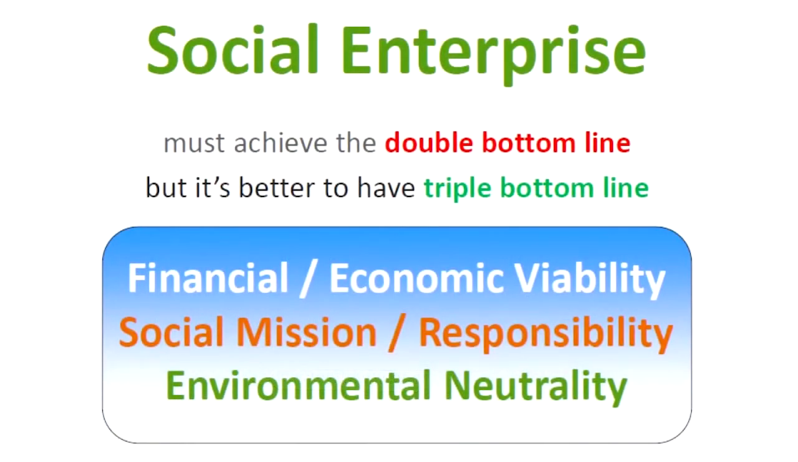I'm not going to go further into this because I think you guys have learned about this. The mission is usually, at least, you must achieve the double bottom line, okay, and then it's better to achieve the triple, where there's the environmental as well. But I read through some of it, it seems like everyone had the triple, so it should be okay.